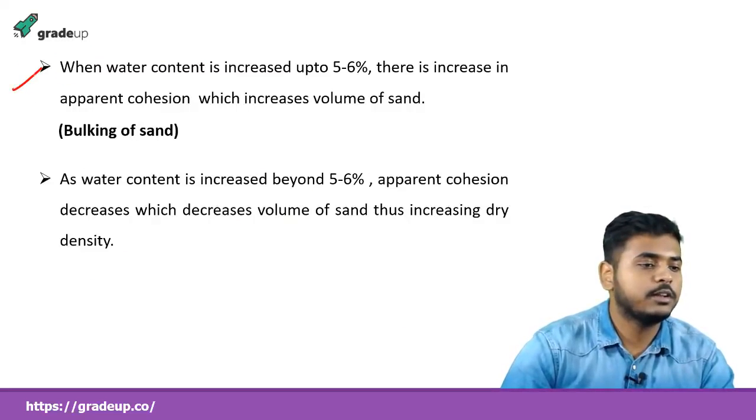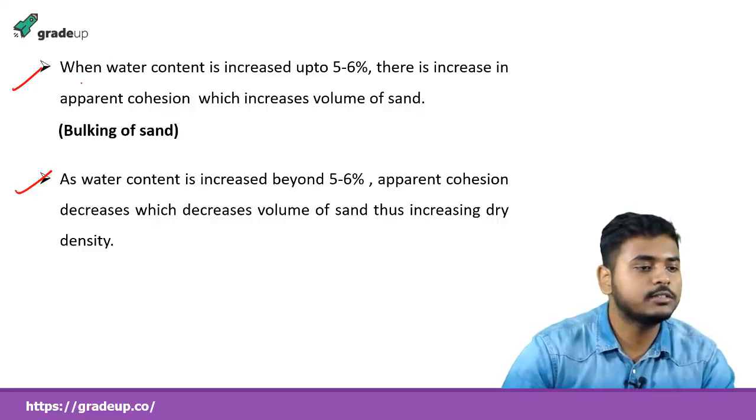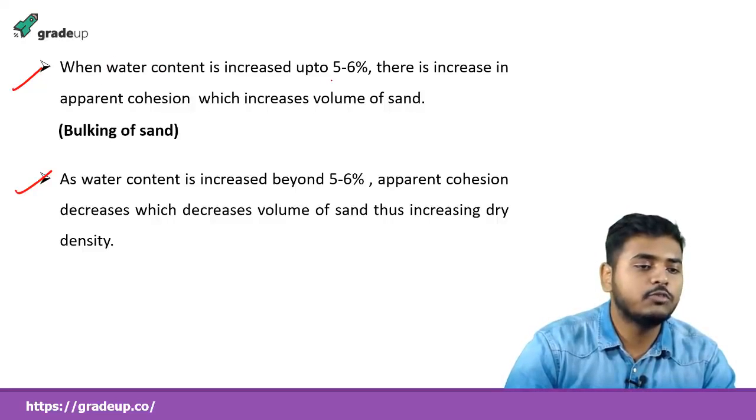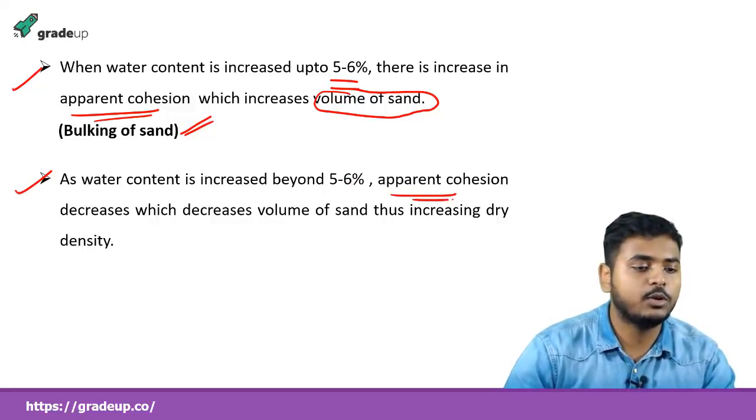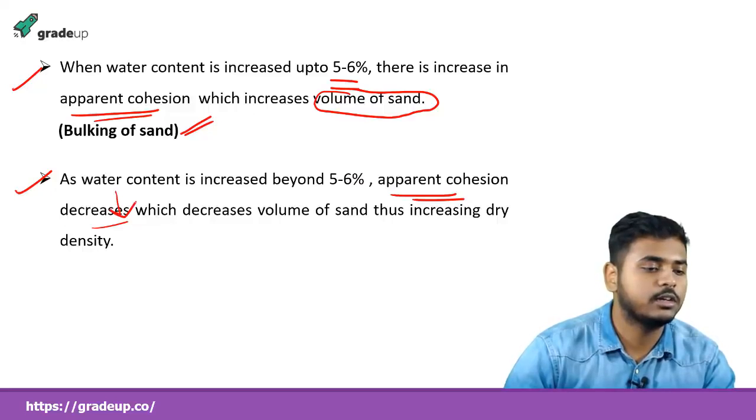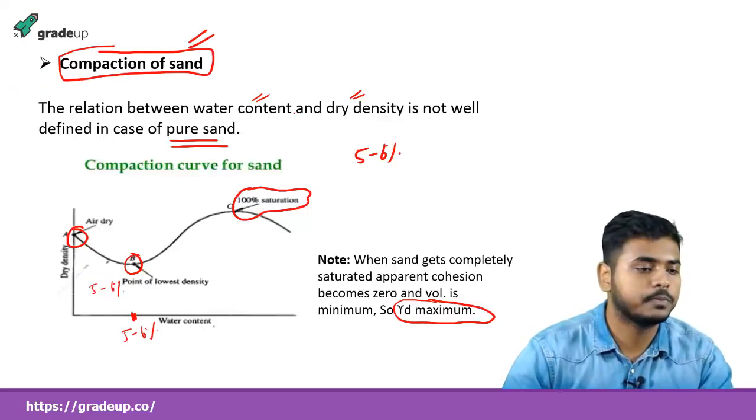What I have explained is written in these 2 points. Let's read this. When water content is increased up to 5 to 6%, there is an increase in apparent cohesion, okay, which increases the volume of sand, and this property is known as bulking of sand. These are generally asked in interviews: what is bulking of sand? As water content is increased beyond 5 to 6%, apparent cohesion decreases, which decreases the volume of sand, thus increasing the dry density. So that's how we have obtained this varying graph.